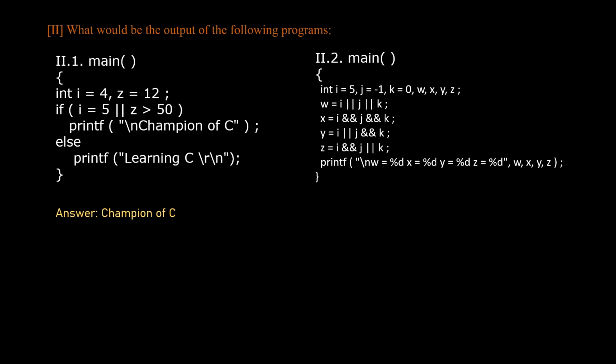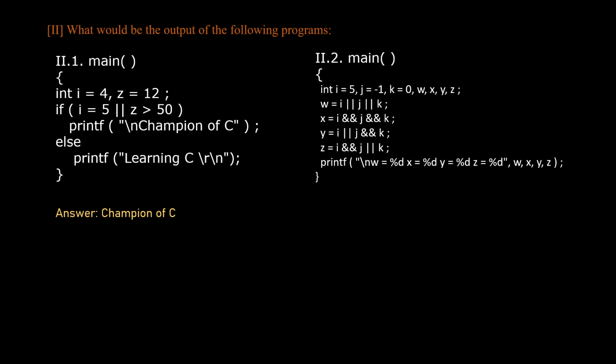Next question: I is equal to 5, J is equal to minus 1, K equal to 0. W is equal to I or J or K. All are logical or operators, which get executed from left to right. 5 or minus 1 is 1, 1 or 0 is 1. Though it is minus 1, 5 or minus 1 would be 1. Next is x equal to I and j and k. So 5 and minus 1 is 1, 1 and 0 is 0.